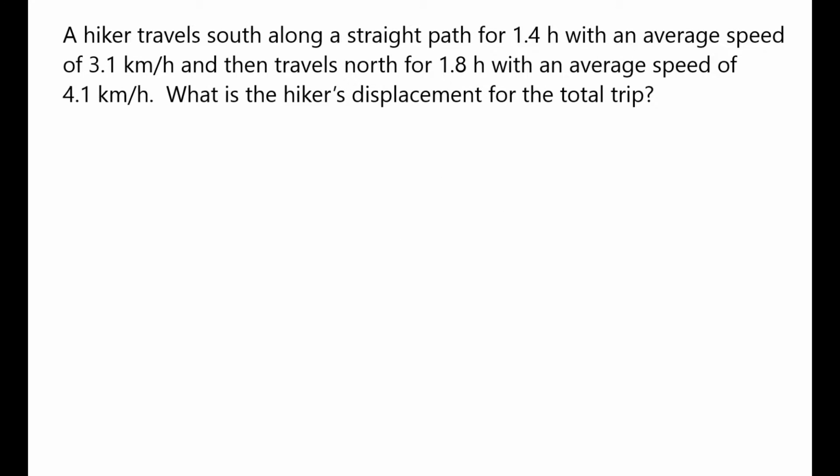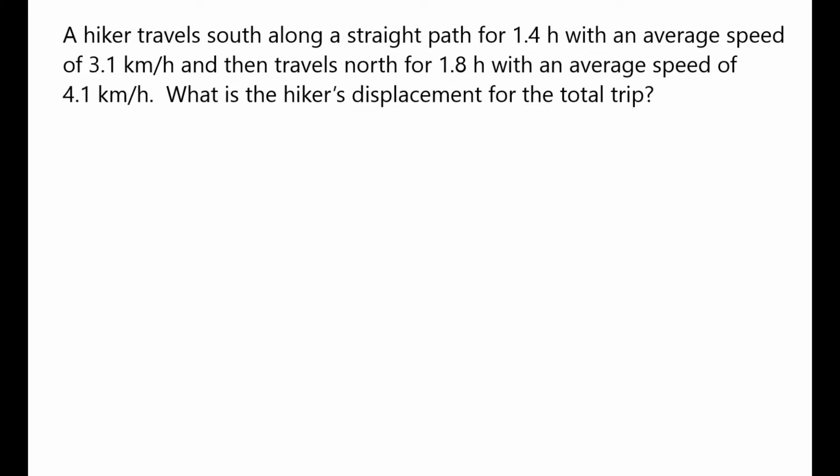Problem here. A hiker travels south along a straight path for 1.4 hours with an average speed of 3.1 kilometers per hour, then travels north for 1.8 hours with an average speed of 4.1 kilometers per hour. What is the hiker's displacement for the trip? So this is a problem that we're going to want to break into two parts. But first, we want to think about, is there any acceleration in this problem really at all other than when they change direction, which we're assuming happens really instantaneously.